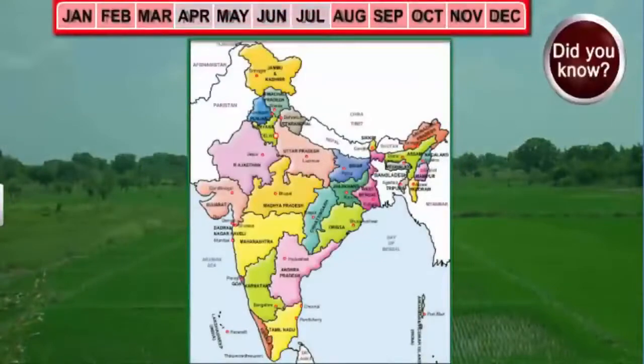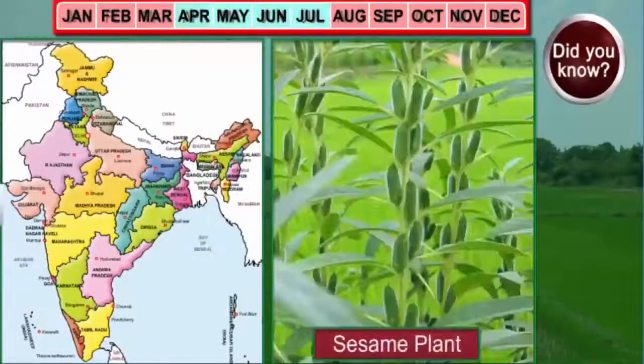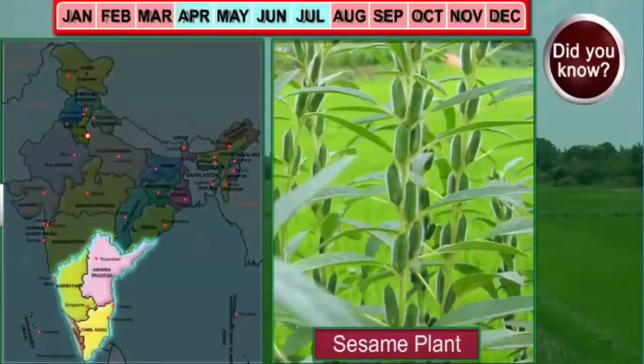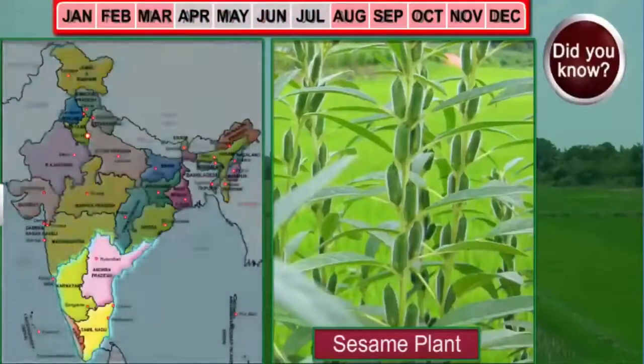Did you know? Some crops are grown in both Rabi and Kharif seasons. Sesame is a Kharif crop in North India, but it is grown in both Rabi and Kharif seasons in South India.